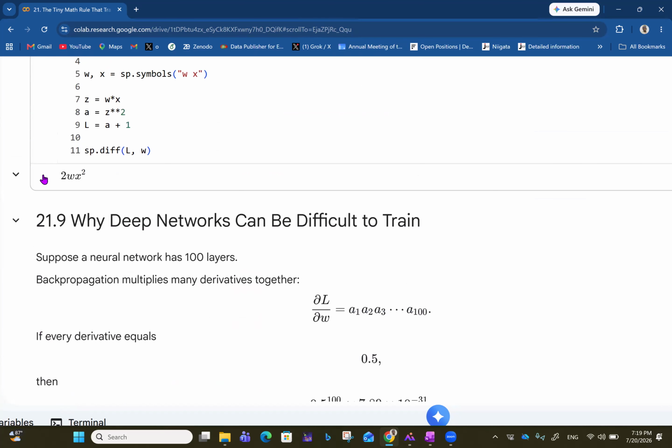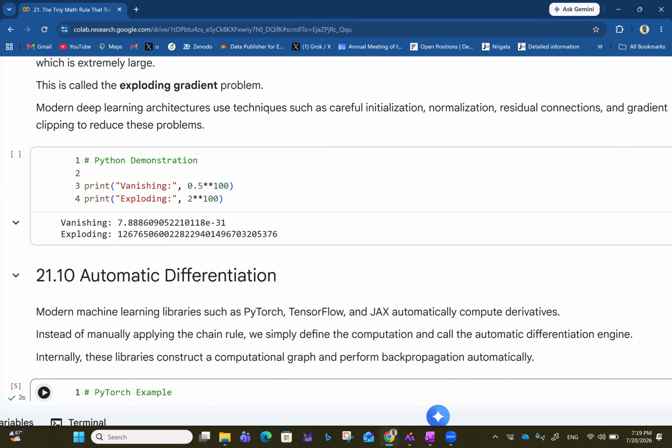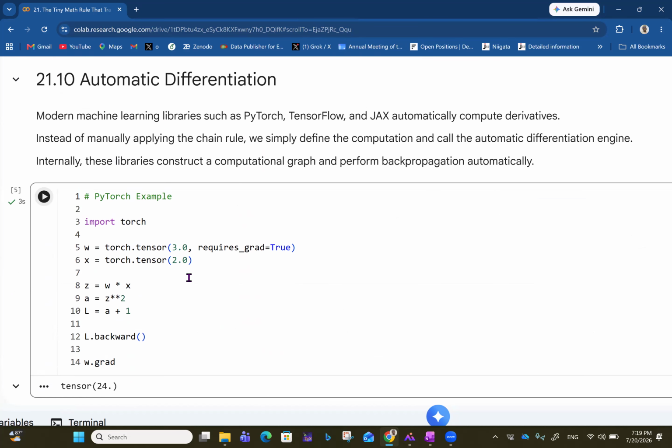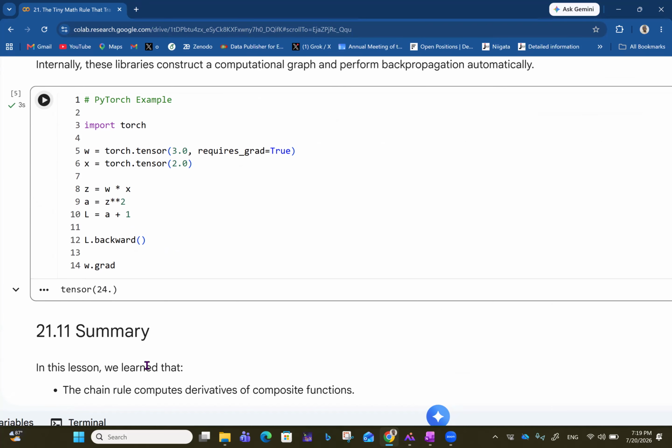So I think that is substituting 2wx squared, right? 2w, w is 3, so 2 times 3 is 6. X squared, x is 2, so 2 times 3 is 6, 6 times 4, 24. That's why the answer here is actually 24.